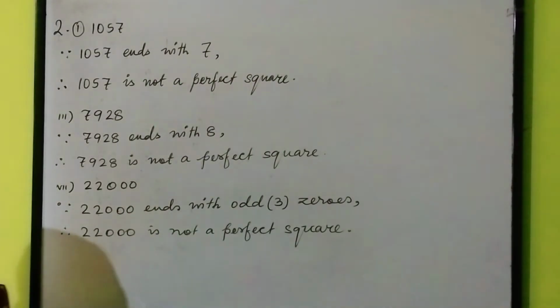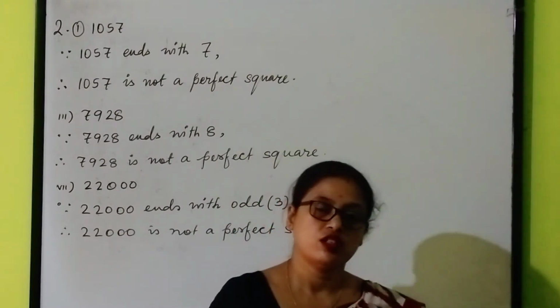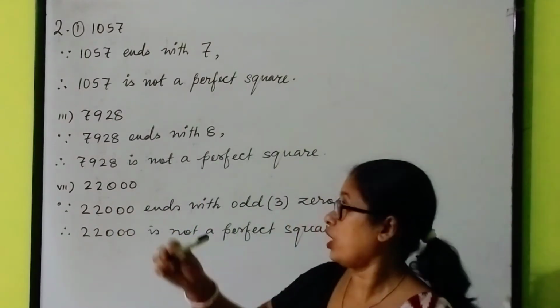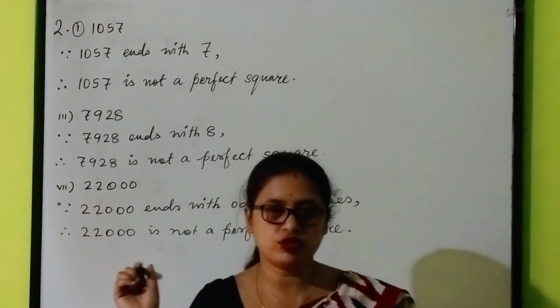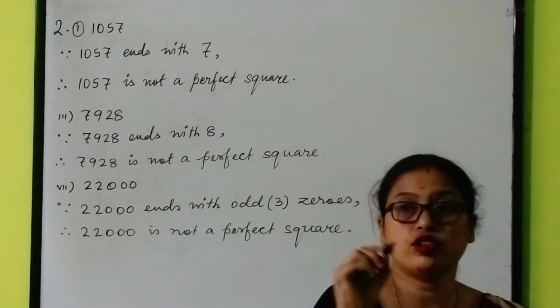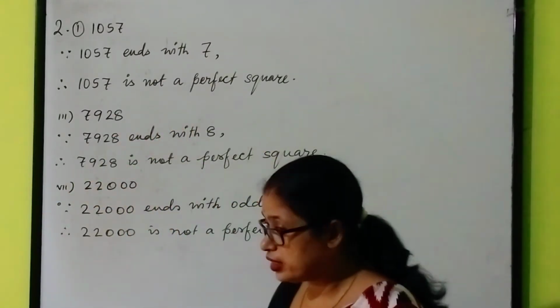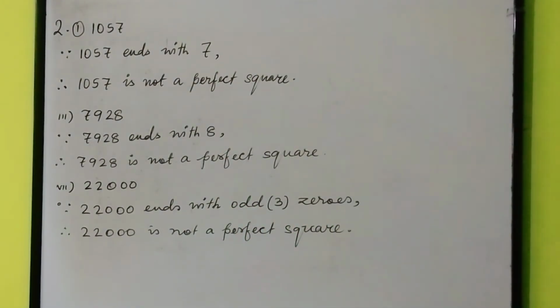It is already given that the numbers are not perfect squares. Only you have to cite the reasons. So remember it, my dear students. The way of writing will be like this. You have to write in this way. If you directly write that it is not a perfect square, I will not give the marks. You have to write like this. Okay, my dear students? Is it clear? Okay then. Now come to the next question.